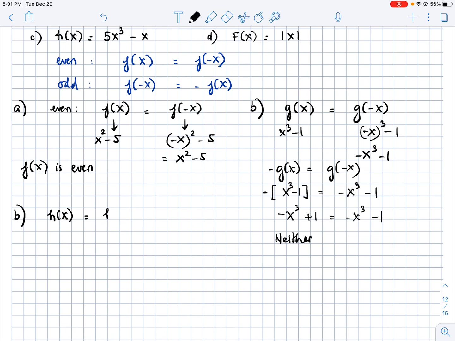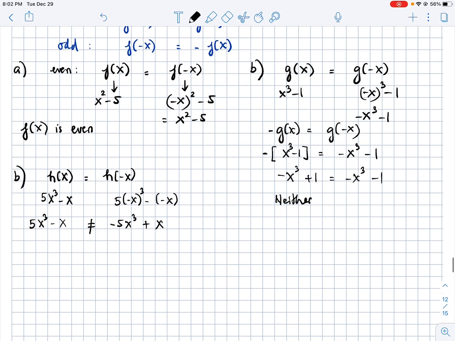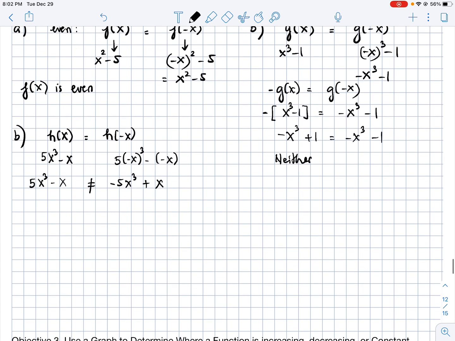Problem C for h of x. First of all, we check even. So h of x equal to h of negative x. H of x is 5x cubed minus x. H of negative x is 5 times negative x cubed minus negative x. So negative x cubed, multiplied by 5, is negative 5x cubed plus x. And then we write 5x cubed minus x on the left hand side. You see that they are not equal. So it is not even.